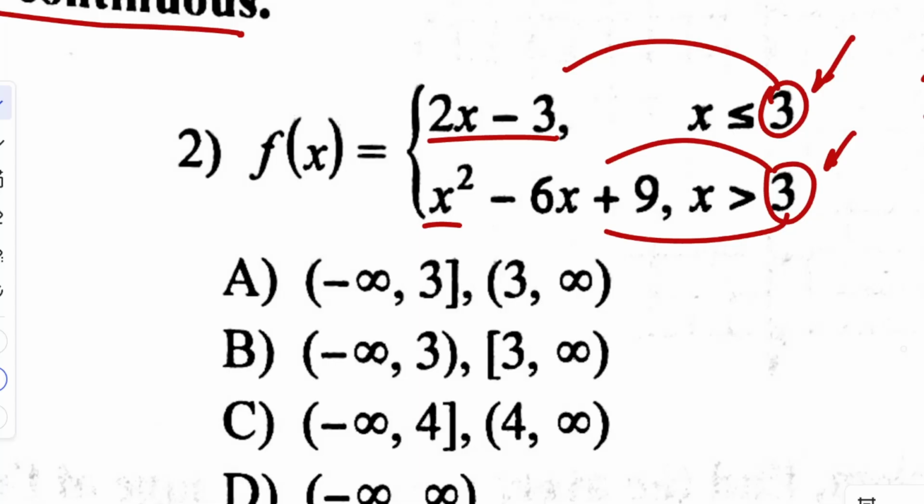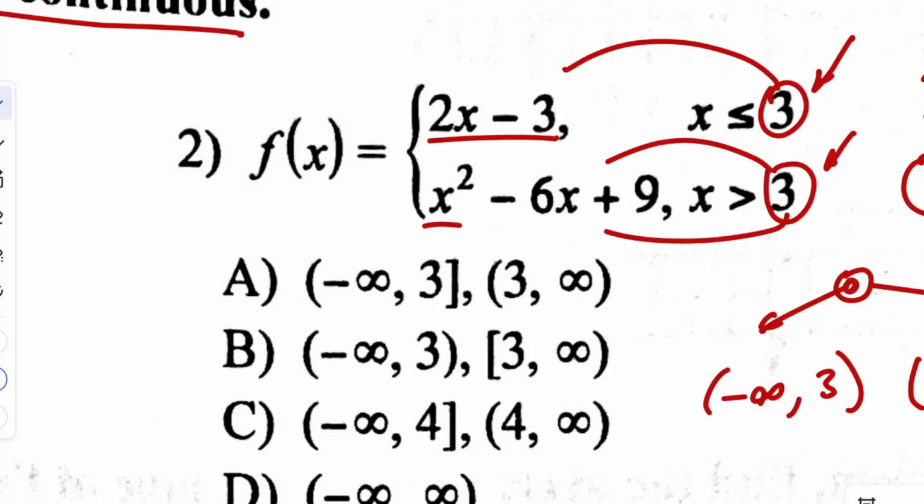If it was continuous, if these numbers matched, there'd be no break between the segments, right? There would be something more shaped like this. If that was the case, it would be continuous over the entire domain, negative infinity to infinity. But there's a break. So it's only continuous from negative infinity all the way up to 3, and then it resumes being continuous from 3 to infinity.